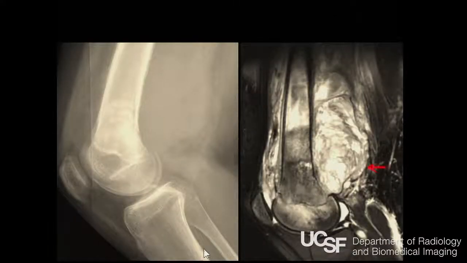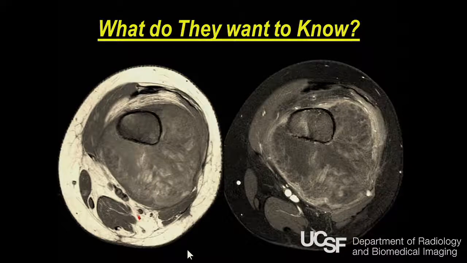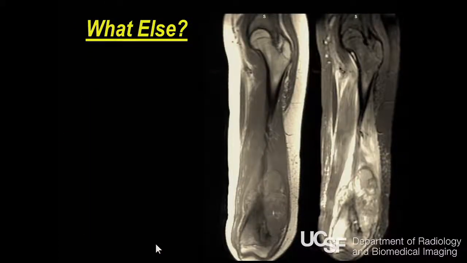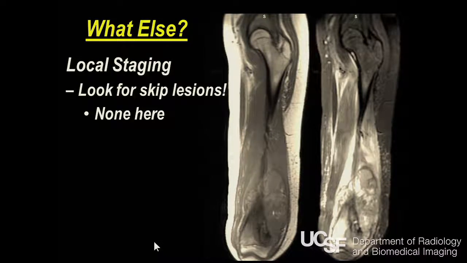So you get the MR, this is what it looks like. What are you looking to report? Well, the most important thing that the clinicians want to know is about local staging. And among the things they want to know is about the adjacent neurovascular structure. So in this case, as you run the circumference of the lesion, you identify any of the neurovascular structures. And here you can see there's a preserved fat plane between the mass and the neurovascular bundle. So it is not involved.